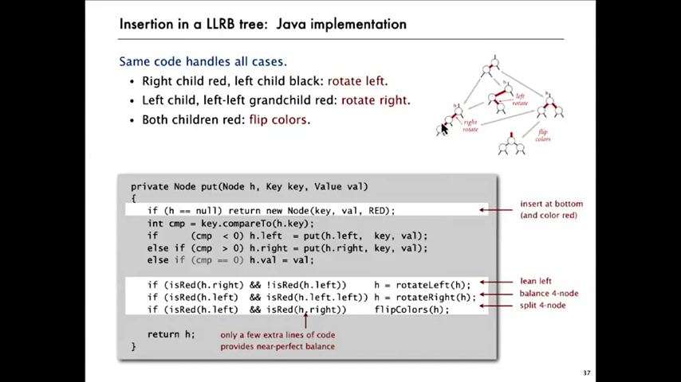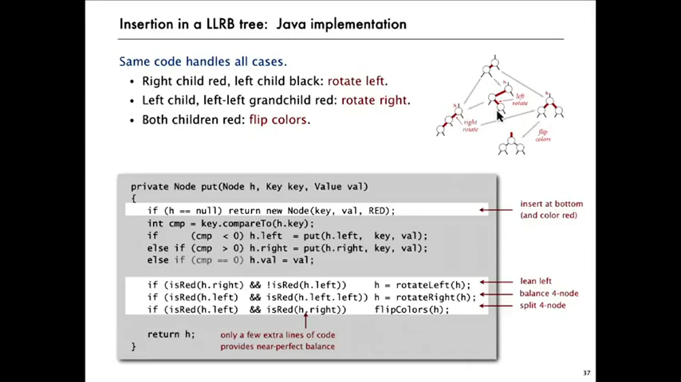Or in the case when we're just inserting a new node and it turns out to be the right red link attached to a black one, that handles that case. Now, if h.left is red and h.left.left is also red, that's this case here, where we have 2 left-leaning red links. Then in that case, we just rotate the top one right, and that brings us to this one.